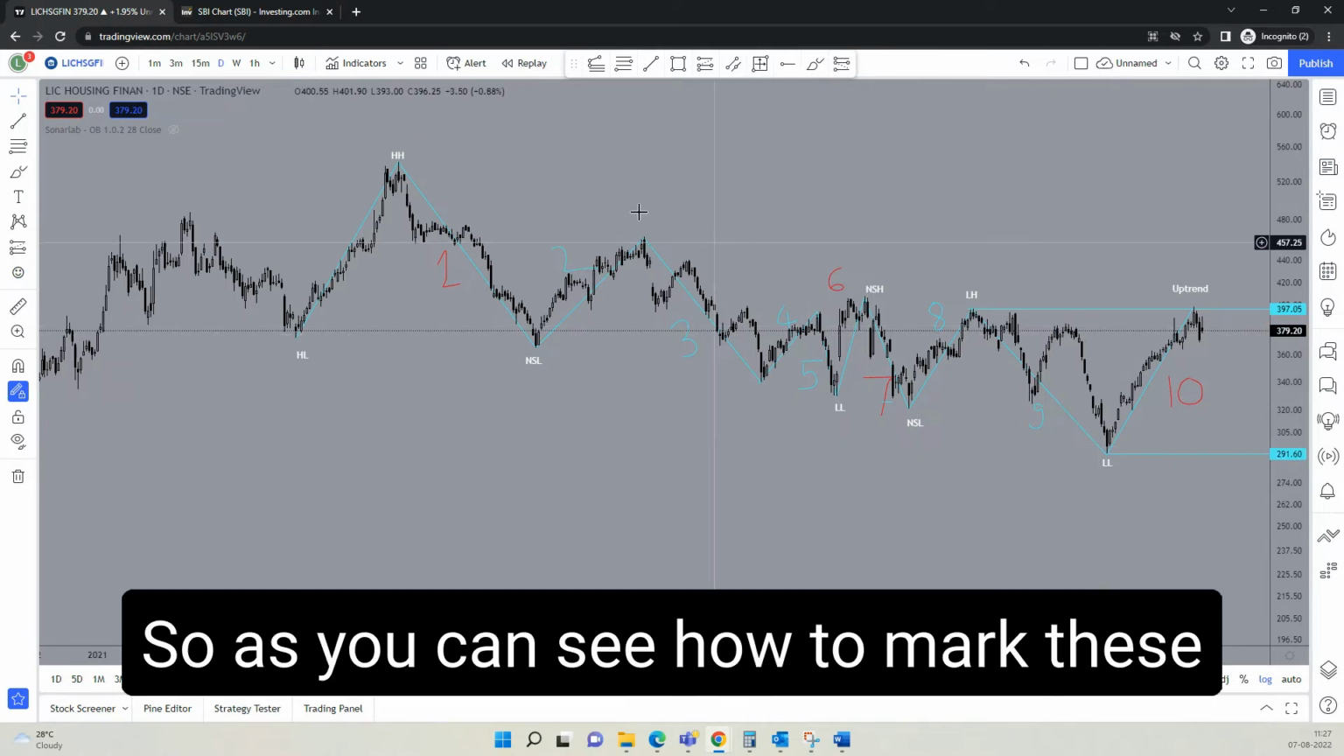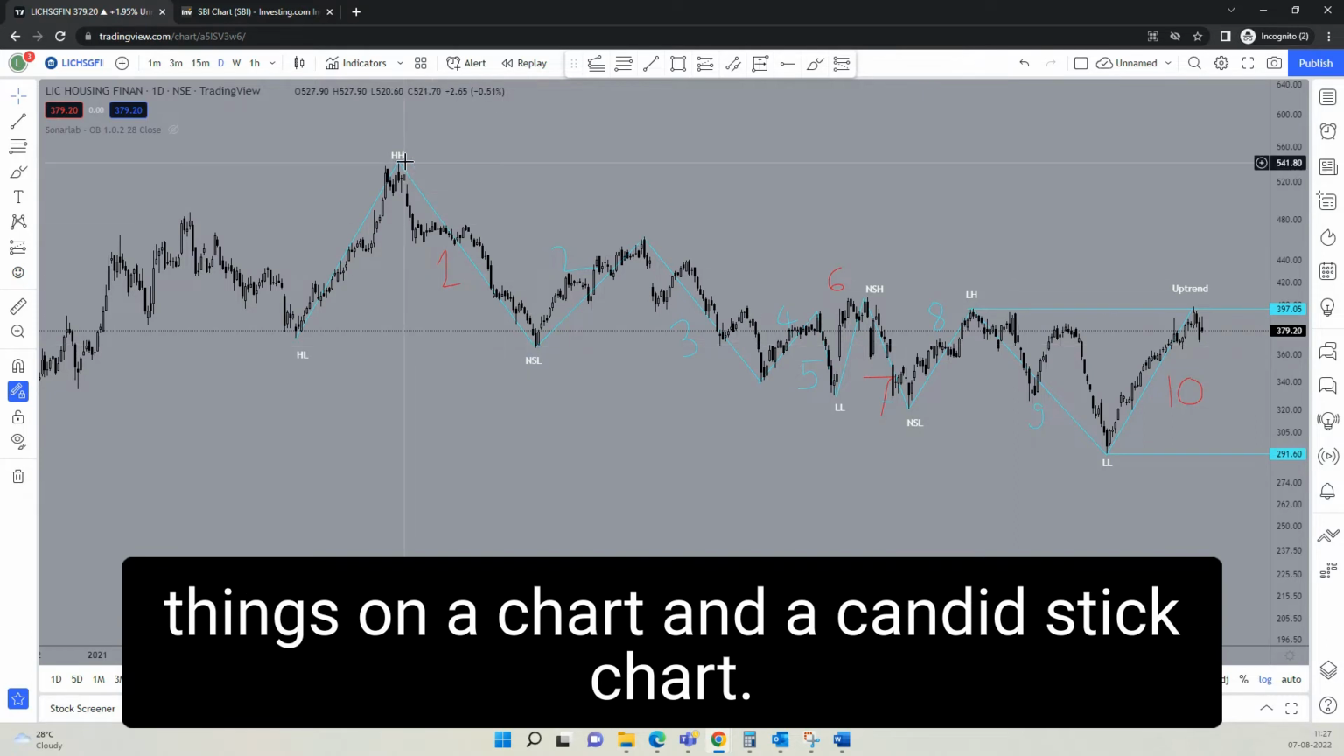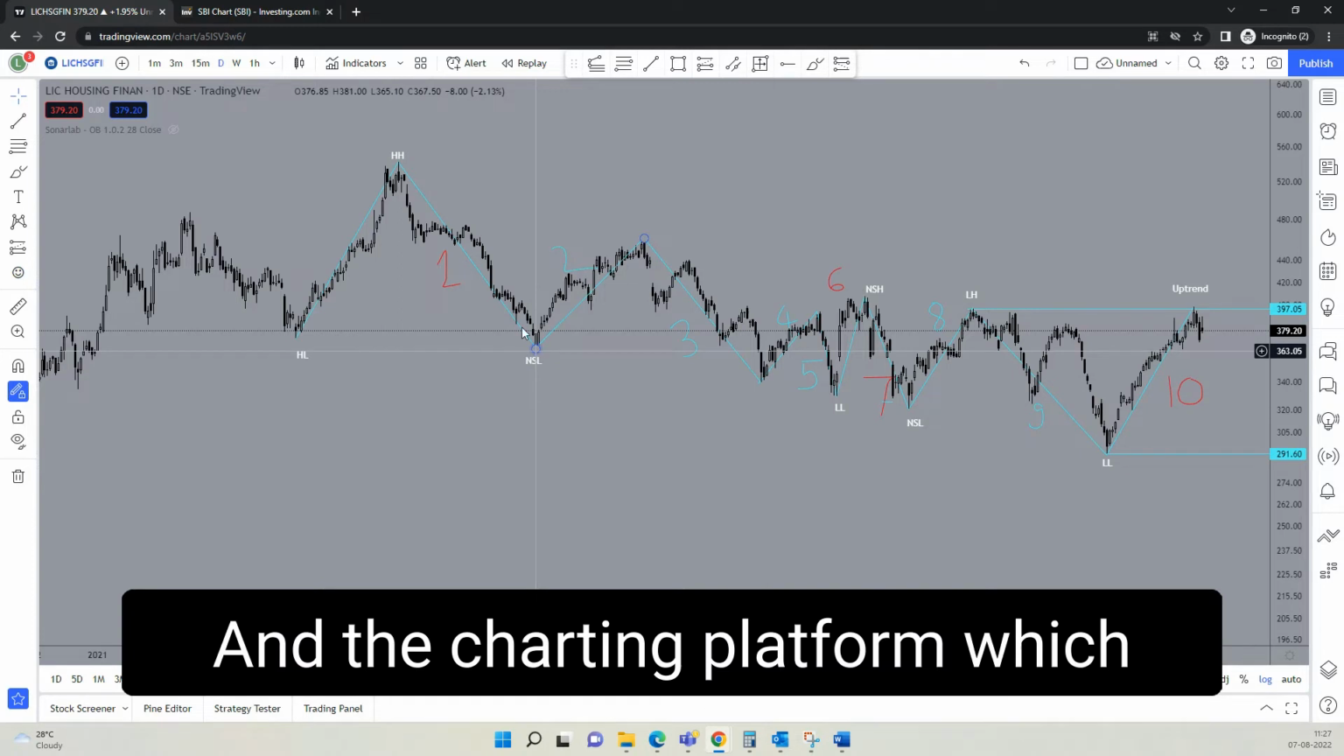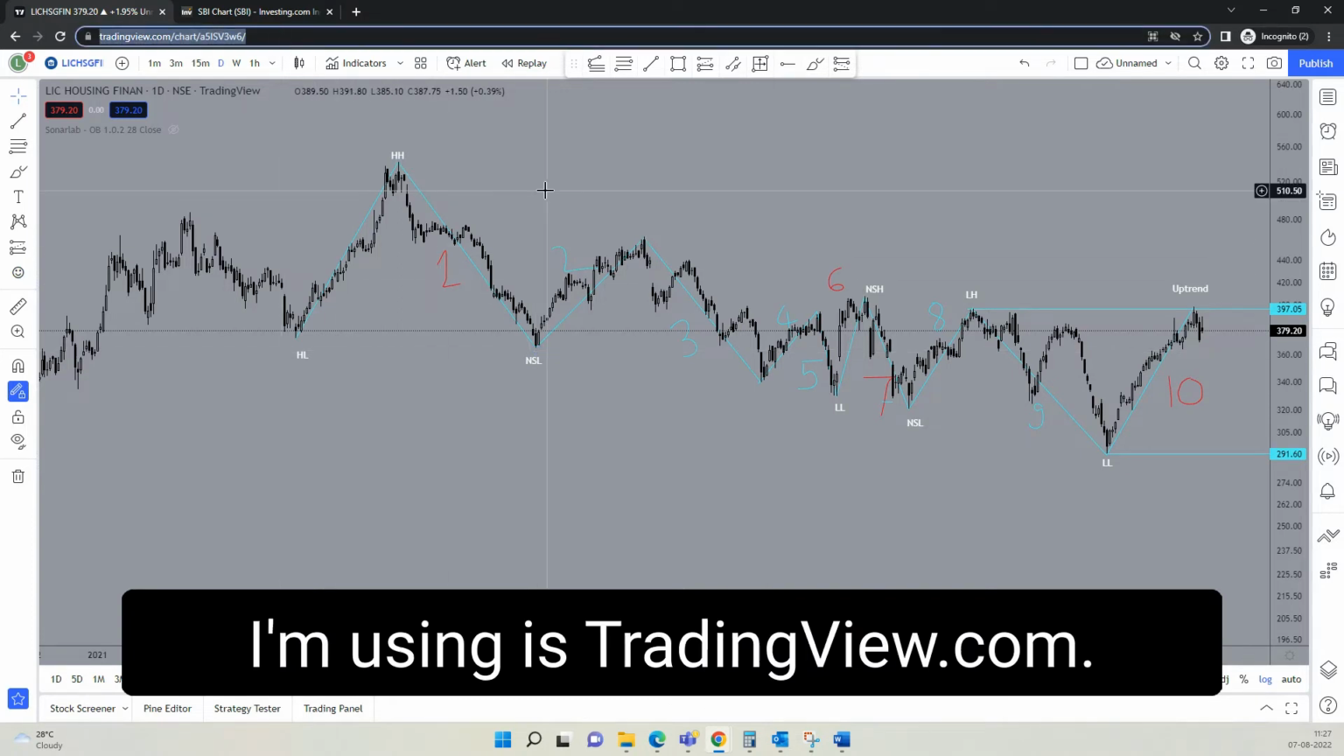All right. So as we can see, how to mark these things on a chart, a candlestick chart. I prefer candlestick charts, and the charting platform which I'm using is tradingview.com.